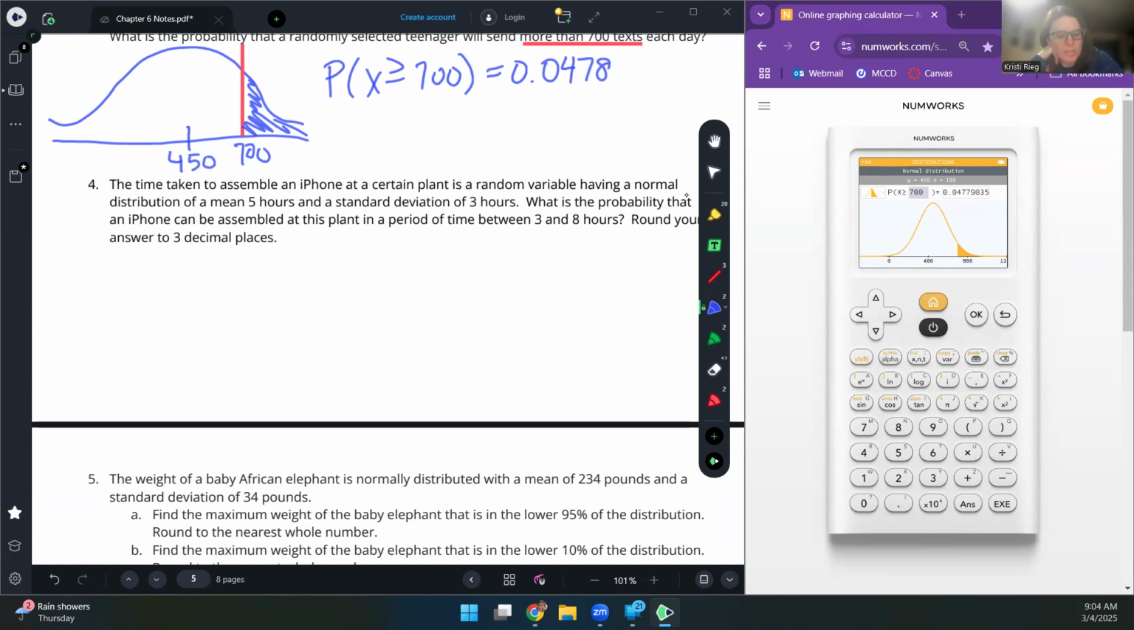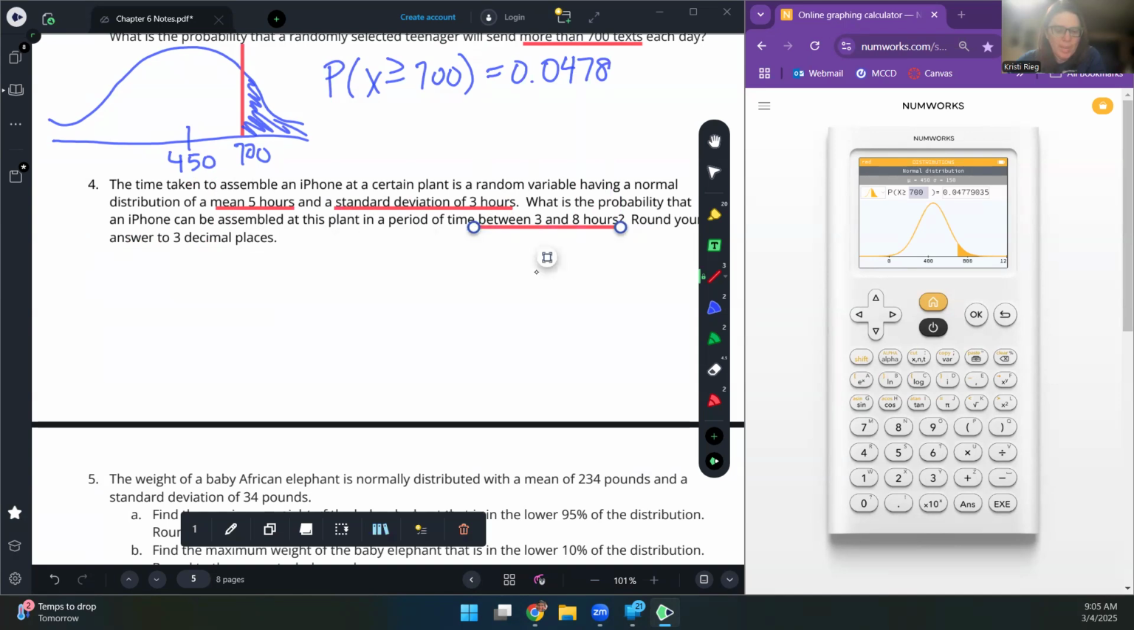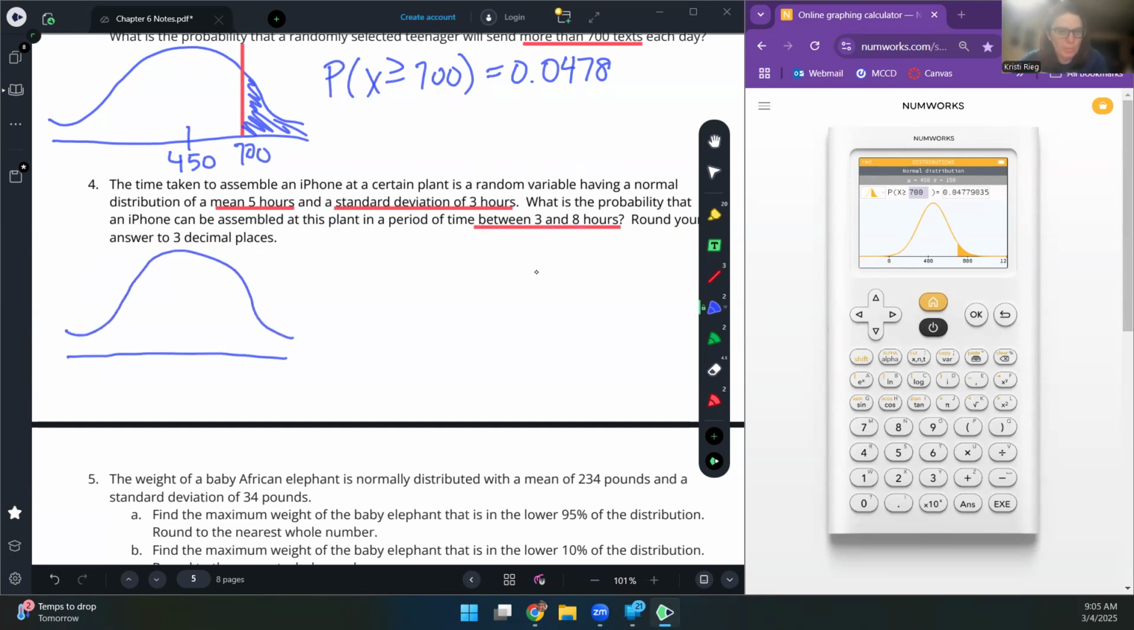Number 4 says the time taken to assemble an iPhone has a mean of 5 hours and a standard deviation of 3 hours. What is the probability that an iPhone can be assembled between 3 and 8 hours? So I have my picture. Now this one does say round to 3 decimals. So we always want to make sure that we're paying attention to the directions because it occasionally changes on the homework. The middle is 5.